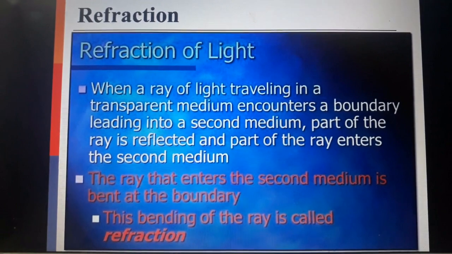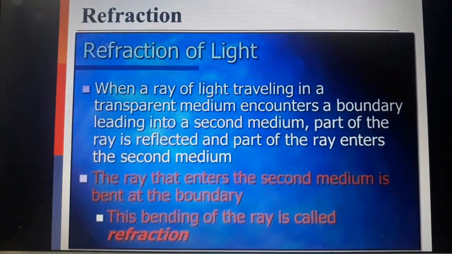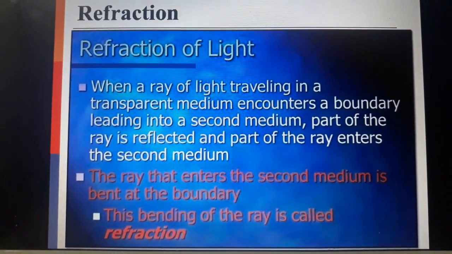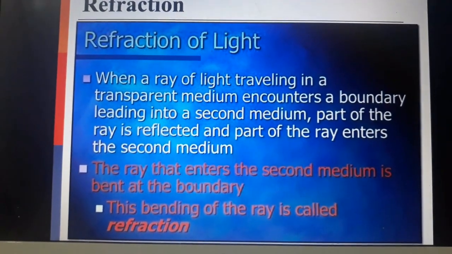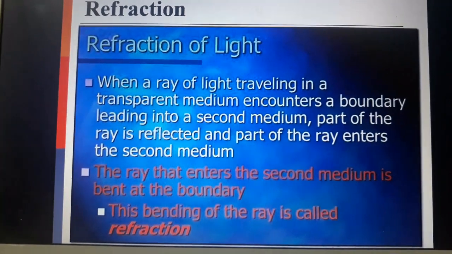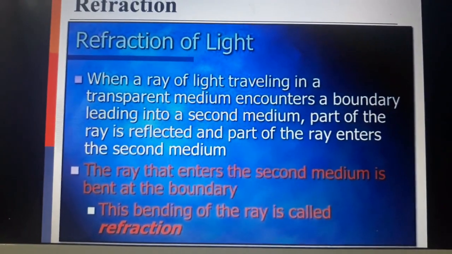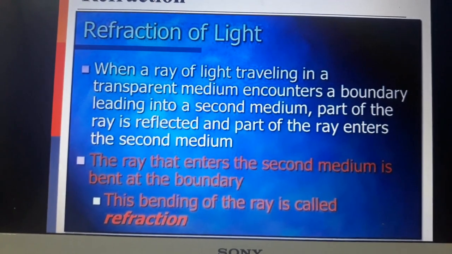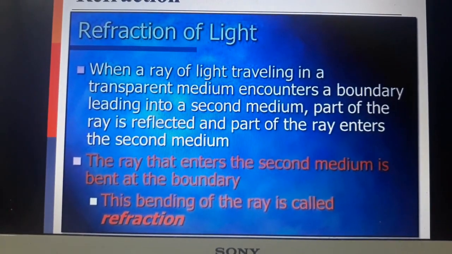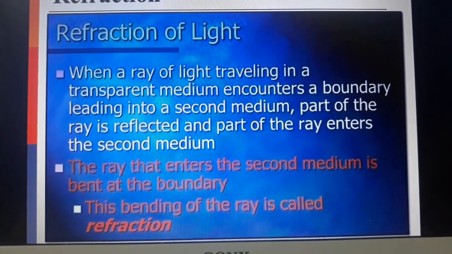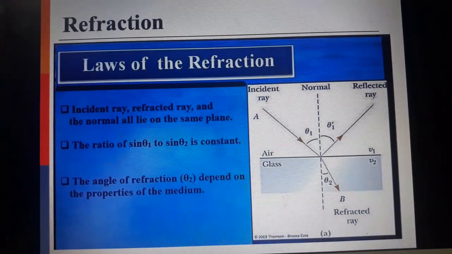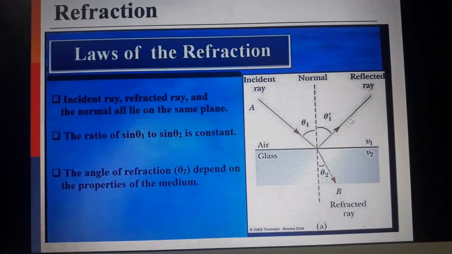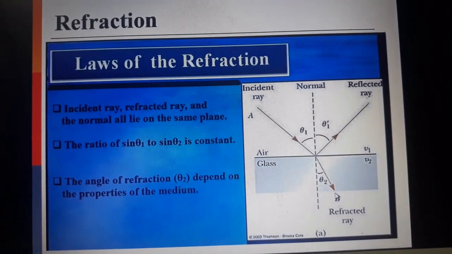The refraction of the light. When a ray of light traveling in a transparent medium encounters a boundary leading into a second medium, part of the ray is reflected and part of the ray enters the second medium. The ray that enters the second medium is bent at the boundary. This bending of the ray is called refraction.